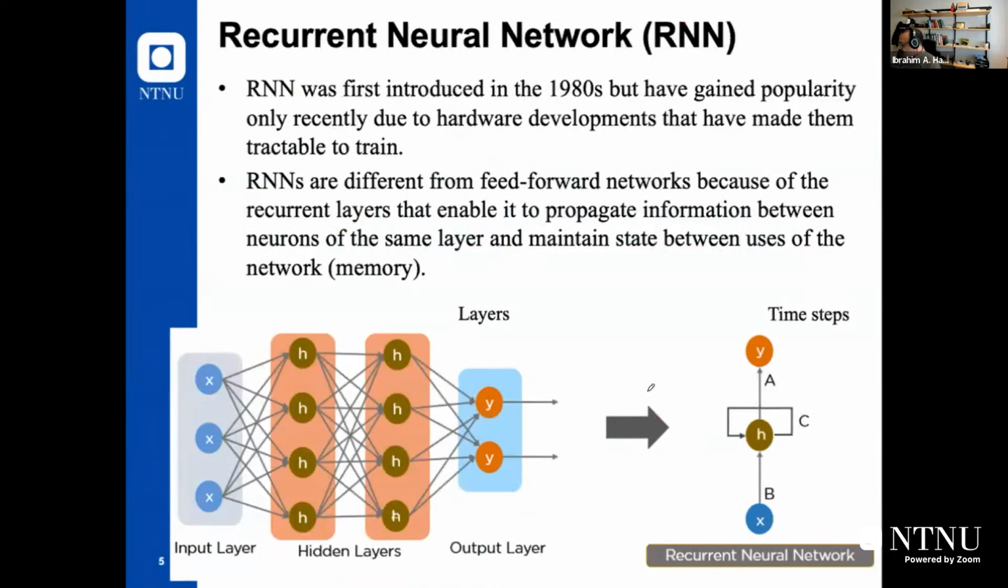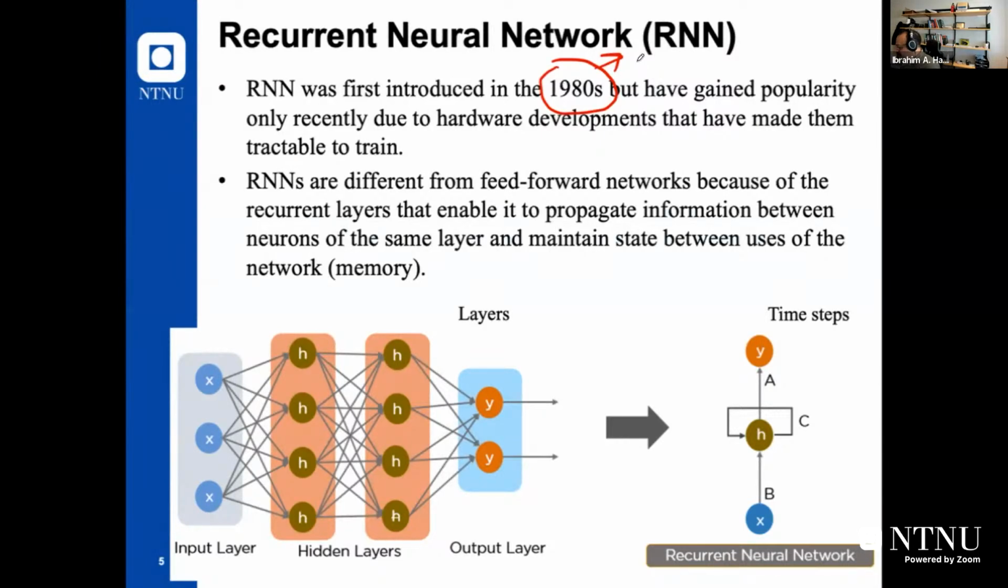RNN was first introduced, I told you it's very old. Sorry, it was not 1940, it's 1980. I remember I studied this when I was in bachelor, but it was very difficult to implement. So people went for feed-forward neural networks, but for recurrent neural networks, we just studied it. For implementation, it was difficult because error back propagation was not working. It was not easy to implement error back propagation with recurrent neural networks. But they have gained popularity only recently due to the hardware development that has made them easy to train.